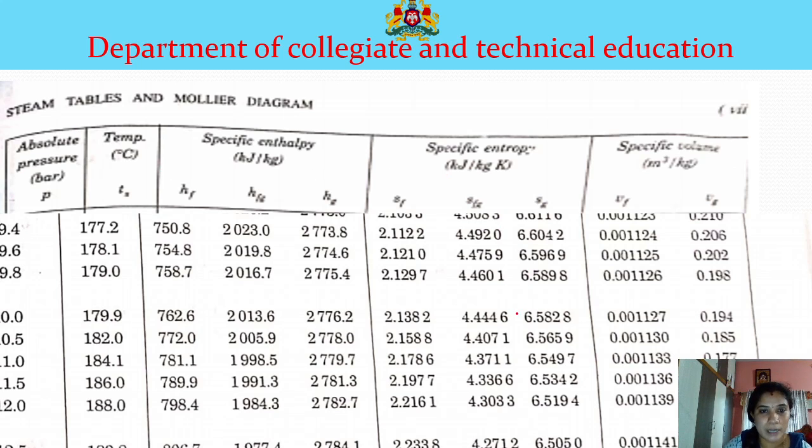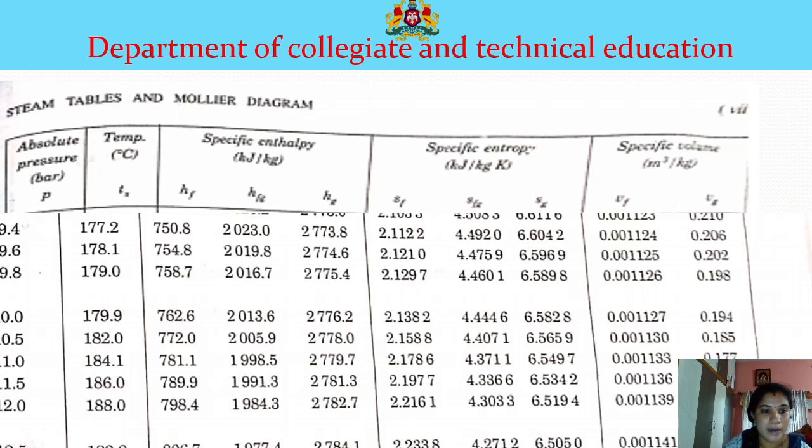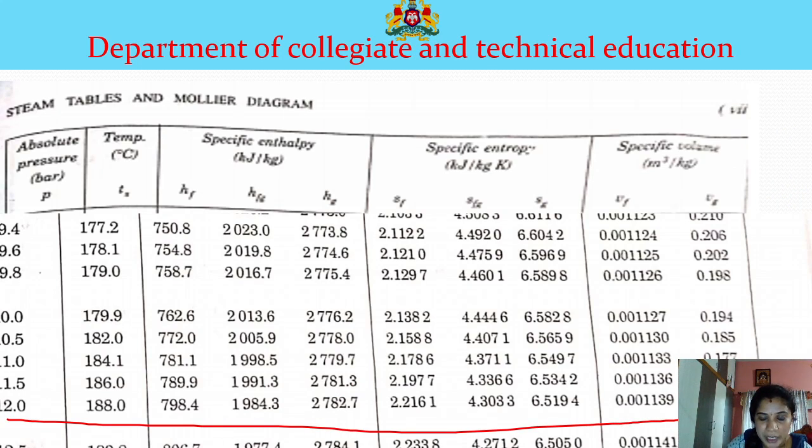So from the steam table, which is the initial condition for the 12 bar? Let us look at the 12 bar. I will draw a line so that it will be visible for you. So for 12 bar, T saturation is given as 188. The specific enthalpy is how much?